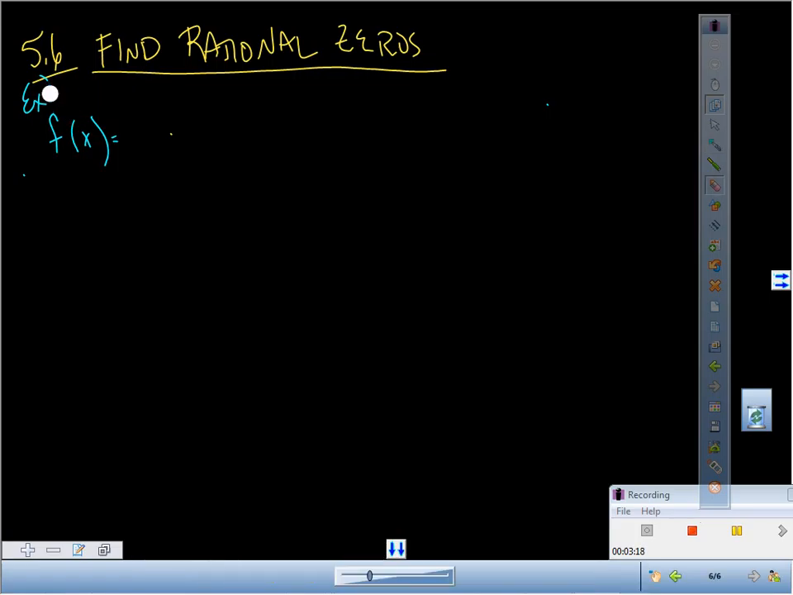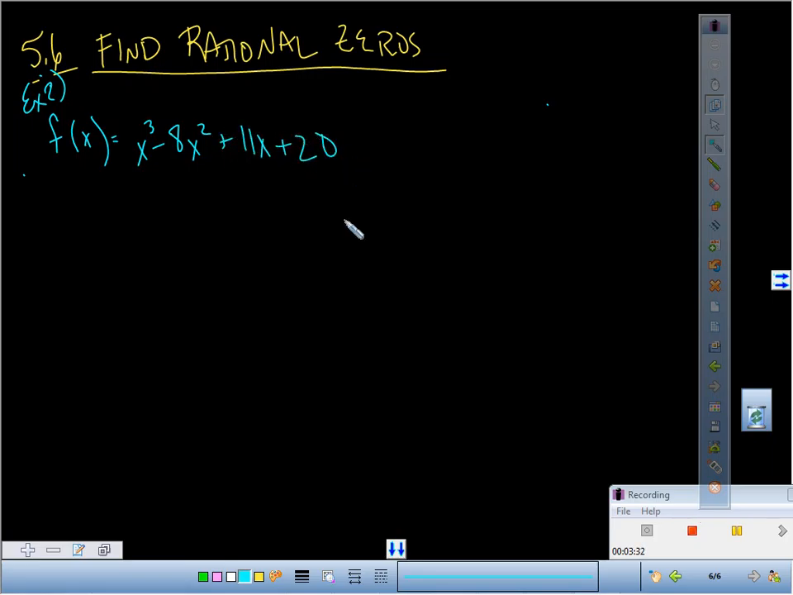So this is going to be example 2 in this section. I don't like example 1, so I'm not doing it. Okay? So example 2, and it is x to the 3rd minus 8x squared plus 11x plus 20. And the directions say find all real zeros. Okay? Find all real zeros.